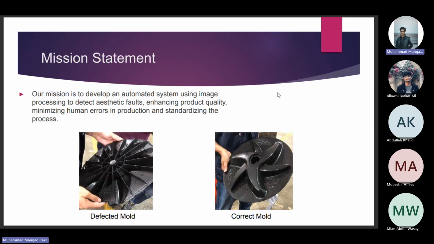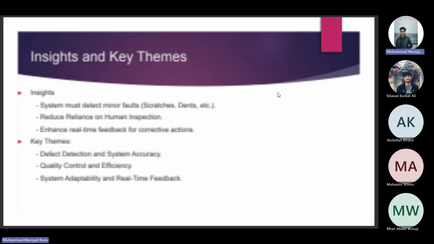Our mission statement for this project is to develop an automated system using image processing to detect aesthetic faults, enhancing product quality, minimizing human errors in production, and standardizing the process. So we're just making it more feasible for the industry as well as for the people involved in the process. We'll automate the system that is currently being done by humans.